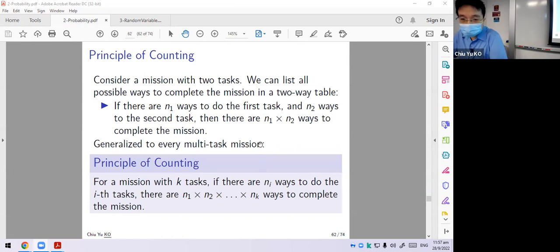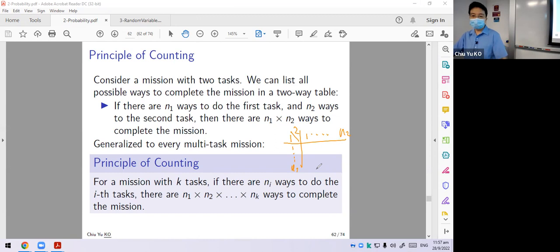So let's consider the case where we have a mission with two tasks. You do the first task first, and there are n1 ways to do it. For the second task, you have n2 ways to do it. The question is how many ways you can do it: it is n1 times n2. The reason is that you are just listing a table in your mind, to do the first task and the second task. It will be 1 up to n1, and 1 up to n2, so each combination is possible, each cell in the table is possible. That's why you multiply n1 times n2, just like what you learned from multiplication.